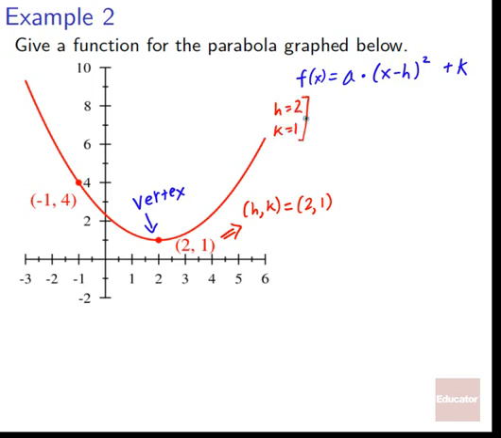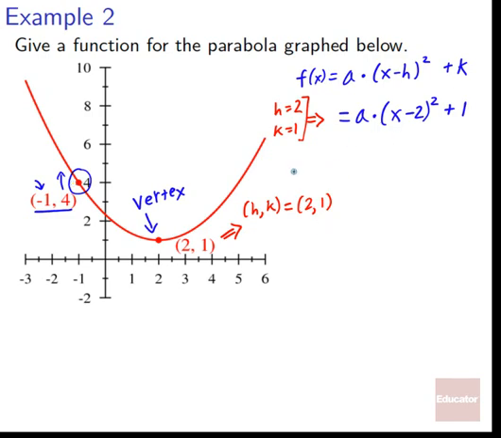We plug that information in, and we're going to get that f of x is now equal to a times x minus 2 squared plus 1. All right, so we're close, but we still don't know what a is. But hey, look over here. We've got this other point over here with additional information. So we know that when we plug in -1, we get out 4, right? F of -1 equals 4.